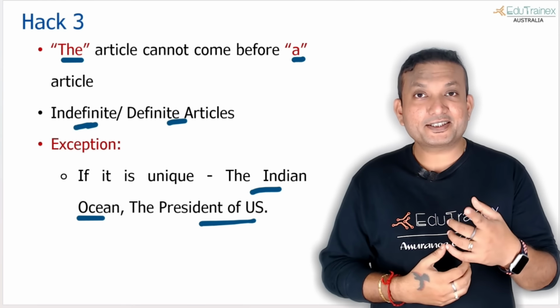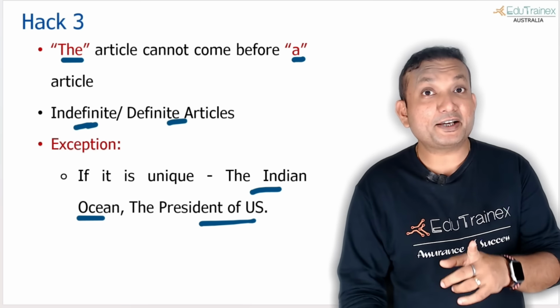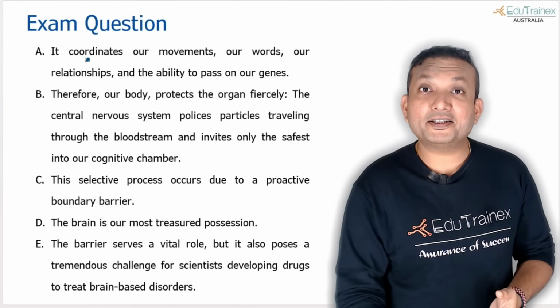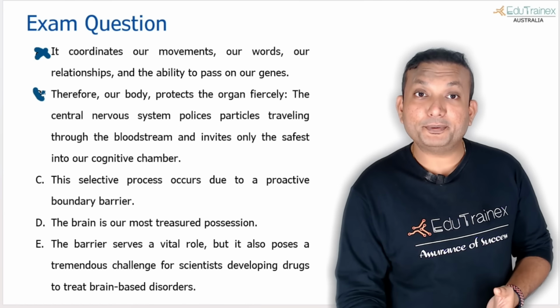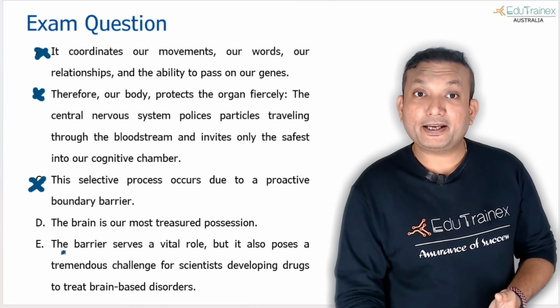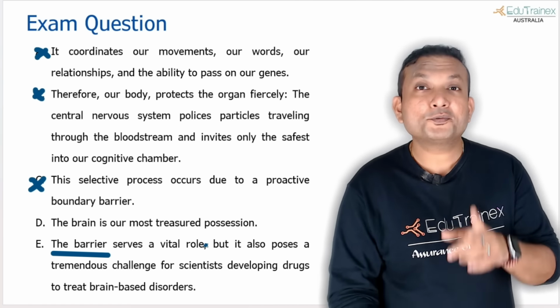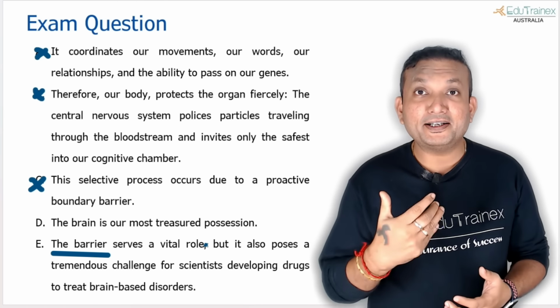Okay, so let's examine the question again using the concepts that we have learned, and this time we'll be able to find the topic sentence 100%. Again, this is an exam question. We eliminated option A because of a pronoun, option B because of a linking word, option C because of a pronoun, and option E, you see here, the barrier. The barrier, which barrier is it talking about? You can't use a definite article like the until an identity is known.